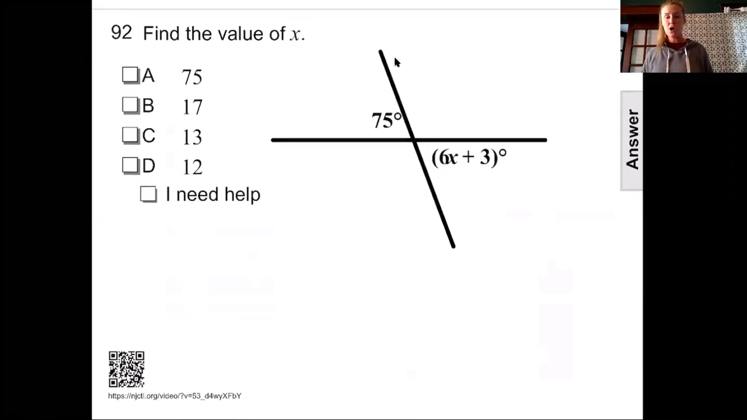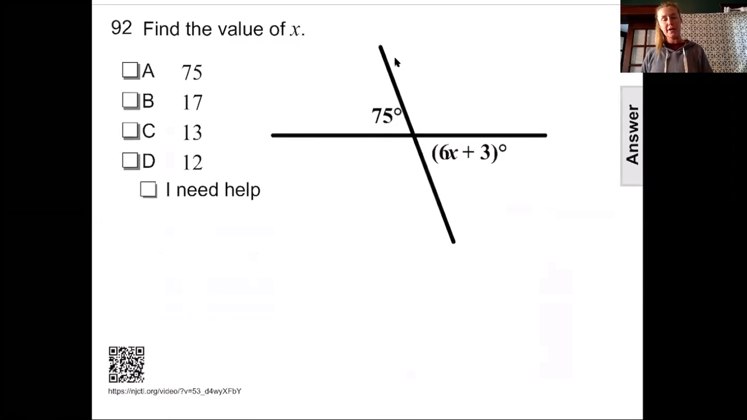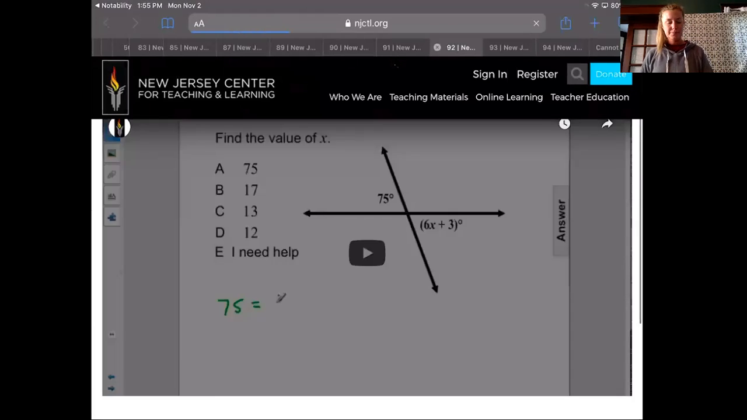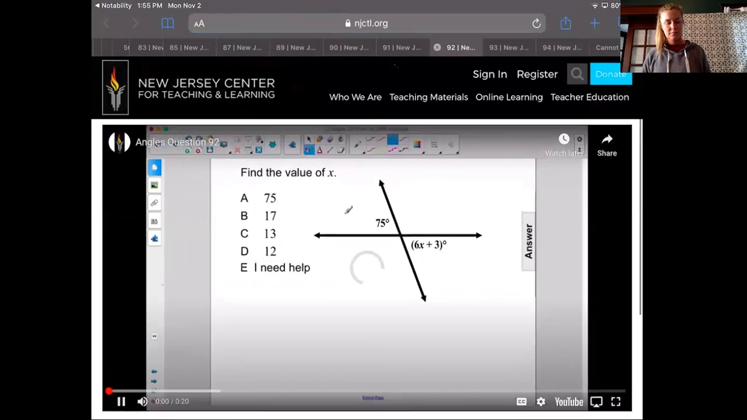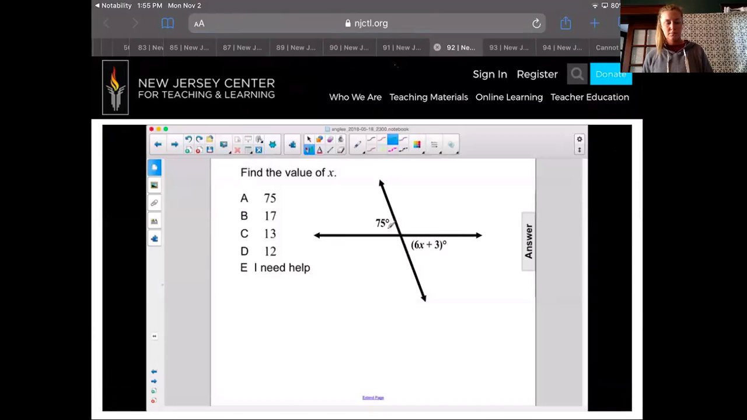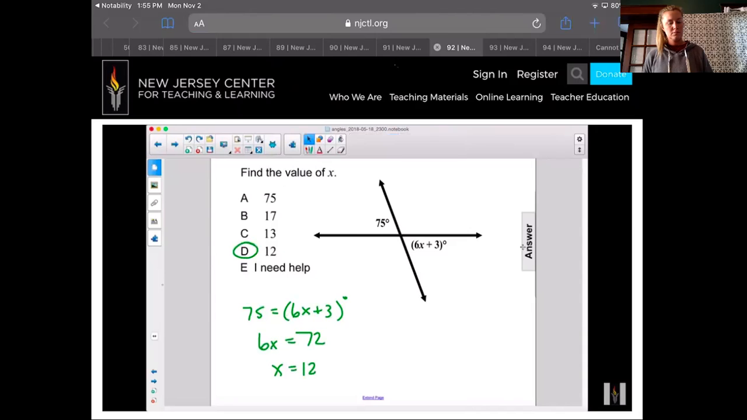All right, these here are vertical angles. We know that vertical angles are equal to each other. Find the value of x. All right, because of the vertical angle theorem, we know that 75 equals 6x plus 3 degrees. So we can just solve for x. We have 6x equals 72, x equals 12. The answer is D.